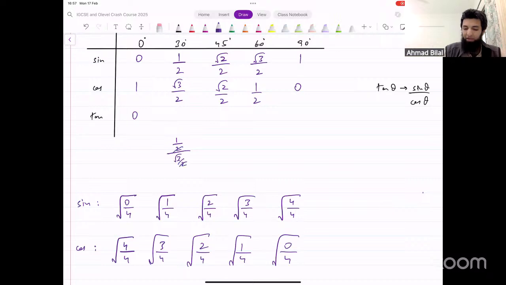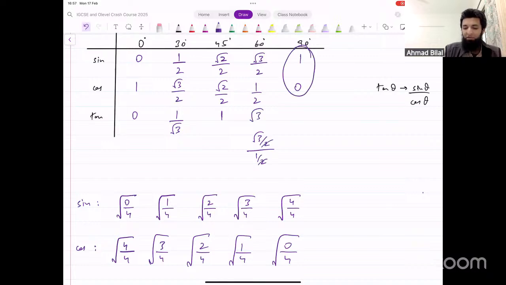2 and 2 get cancelled, and we're just left with 1 over square root of 3. All right. Then square root of 2 over 2 divided by square root of 2 over 2, they are both the same. That's just 1. Square root of 3 over 2 divided by 1 over 2, what would that be? Square root of 3 over 2 over 1 over 2. 2 and 2 get cancelled, and we're left with square root of 3.